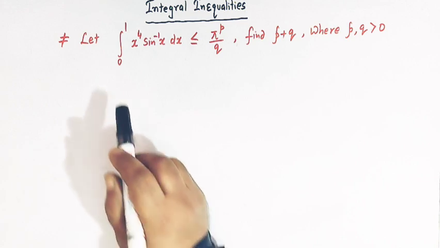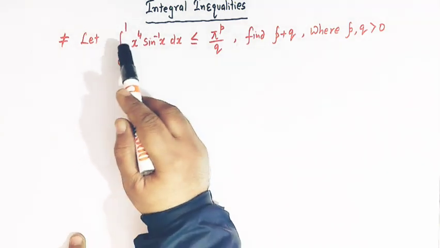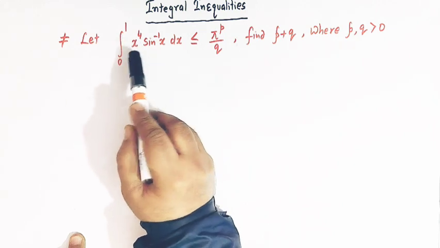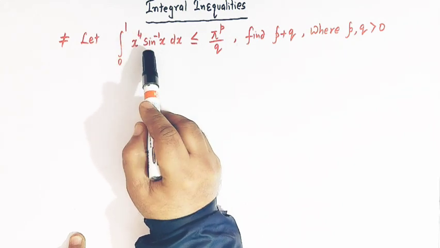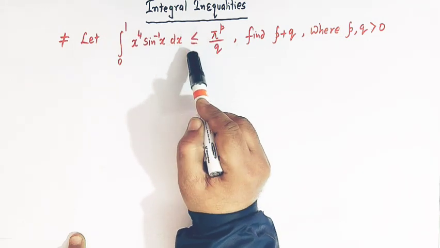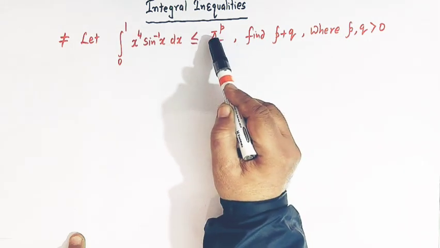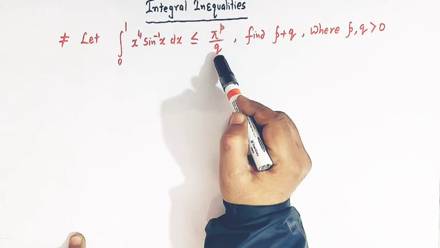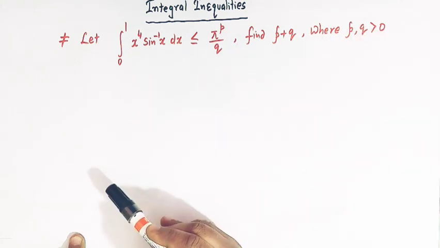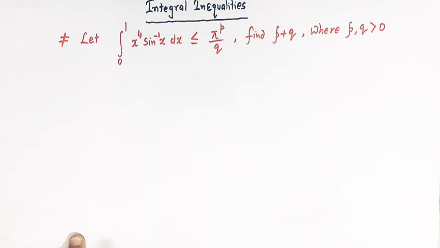So here we are given this problem where we are given this integral 0 to 1 and the integrand is x raised to 4 sine inverse x dx is less than or equal to pi raised to p divided by q, where p and q are both greater than 0. Then we have to find the value of p plus q, right?